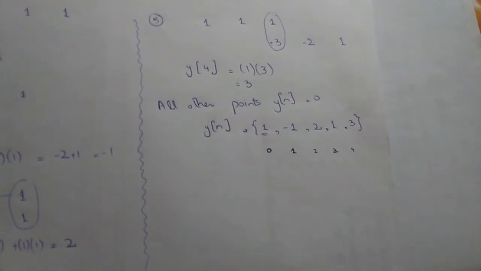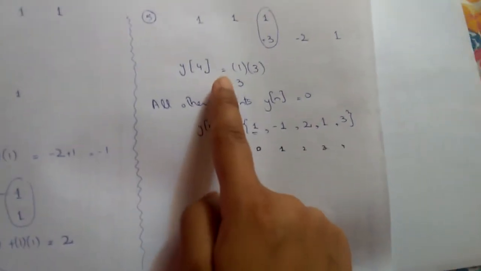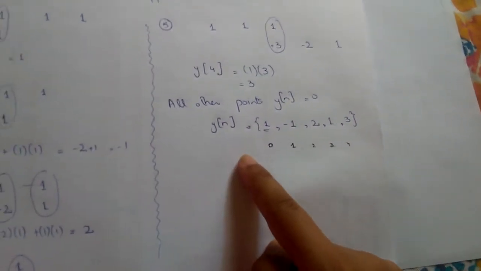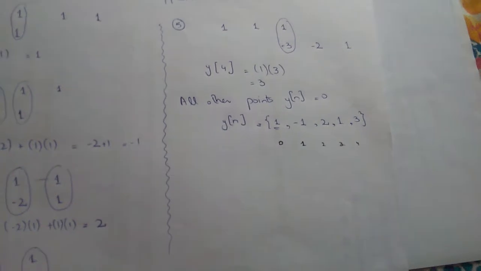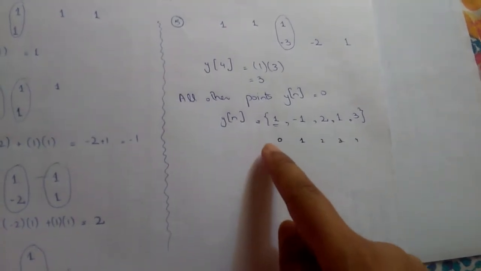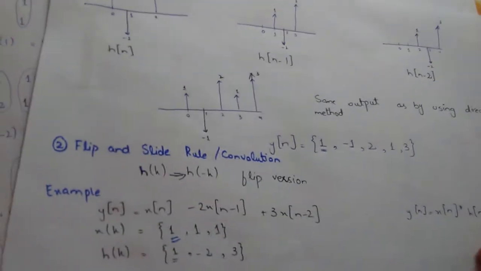For all other points, if I put y of 5 over here, there is no overlapping value, so the answer is 0. The answers we obtained at y of 0, y of 1, y of 2, y of 3 and y of 4 are 1 minus 1 2 1 3, and you can see that the same result is obtained as by the shift and scale method. This is all for this lecture.